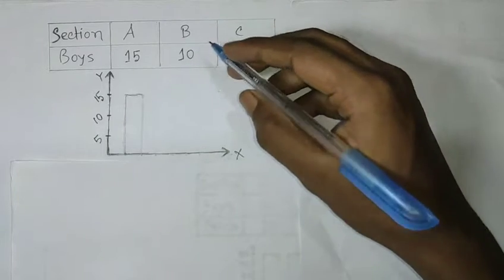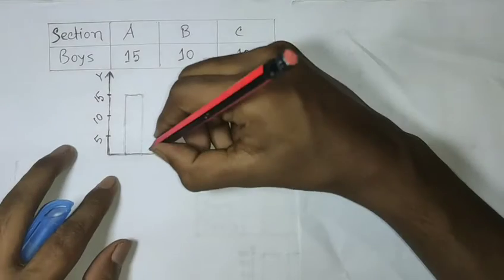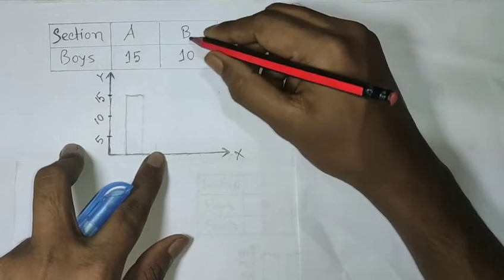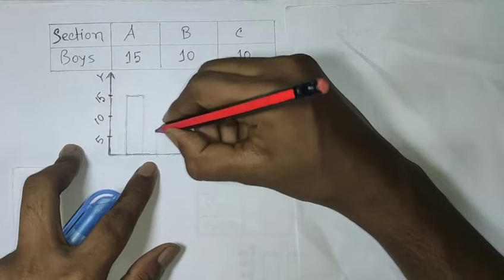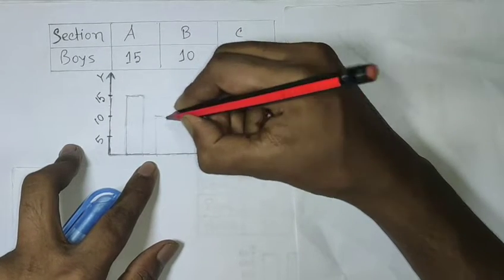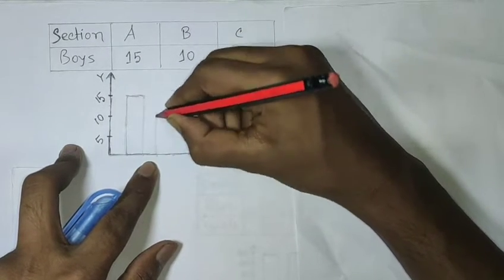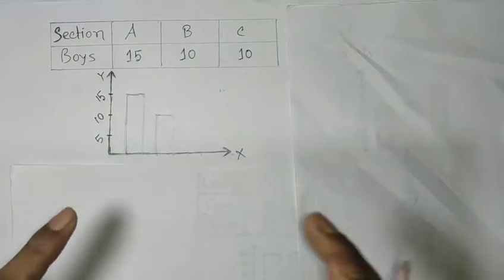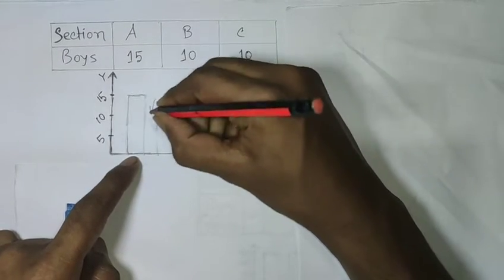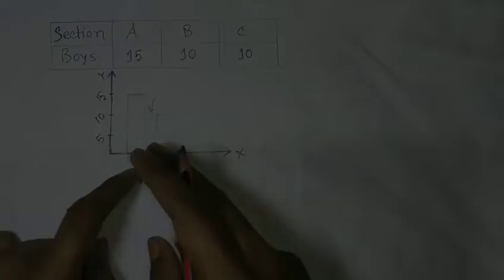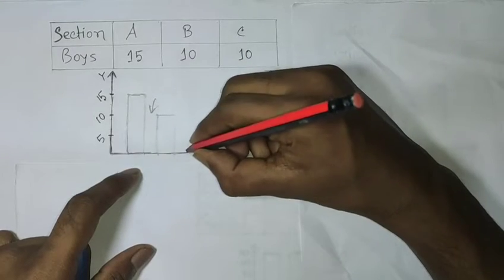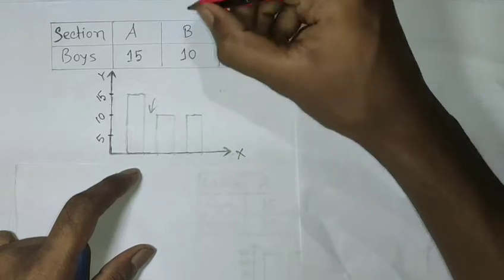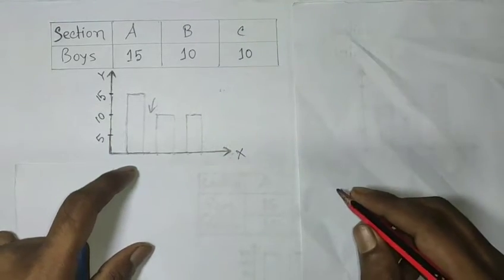And for section B, let's represent this by a vertical bar, and the height of this bar must be 10 because the frequency for section B is 10. The width of these bars doesn't matter here, but the important thing is you have to leave a gap between the two bars. For section C, the height of the bar should be equal to B, because the frequency of those sections is equal.